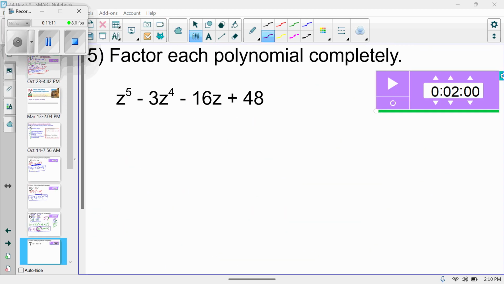All right, let's look at this next one. We're going to do the same thing. Check for a common factor first. If there is one, pull it out, write what's left inside, and then figure out how to proceed from there.